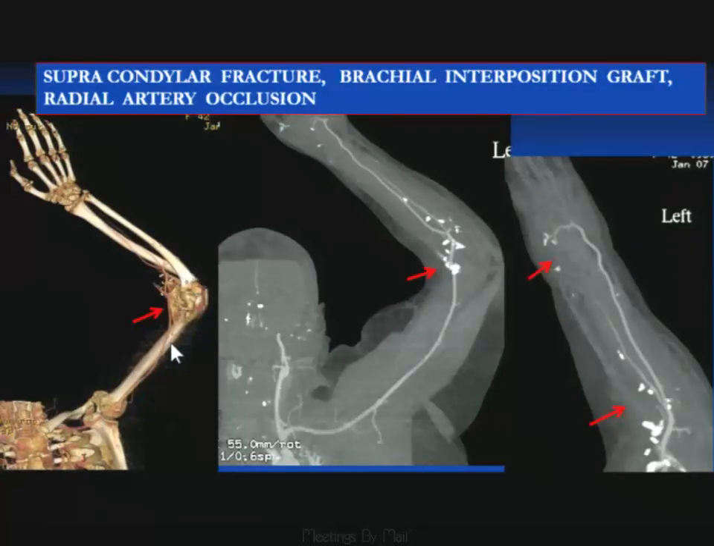Okay, so here's a case with a supracondylar fracture, a brachial interposition graft, which I believe is right there, and a radial artery occlusion, actually from the origin of the radial artery all the way down. So this patient has an ulnar artery, I'm presuming, that's patent into the palmar arch. That actually may be incorrect. That may be the ulnar rather than the radial. But anyway, given its vessel of origin, it could well be the radial.